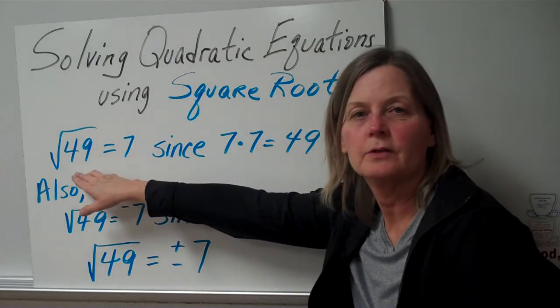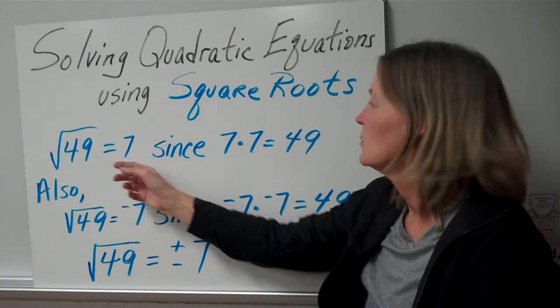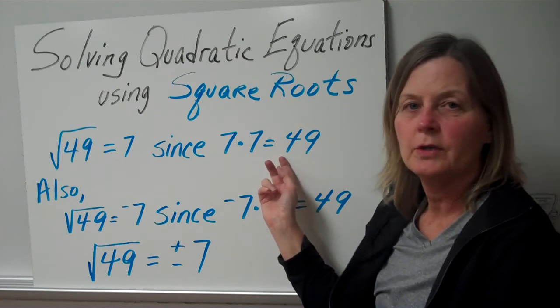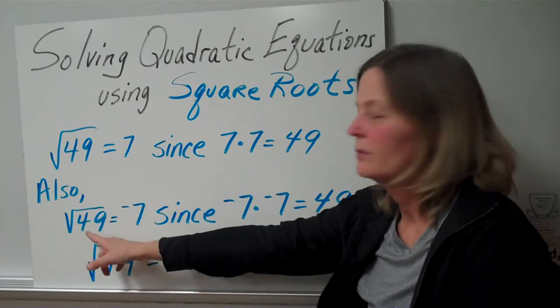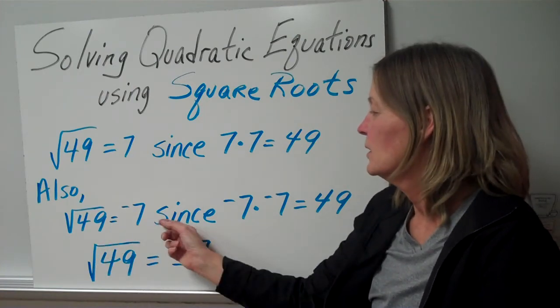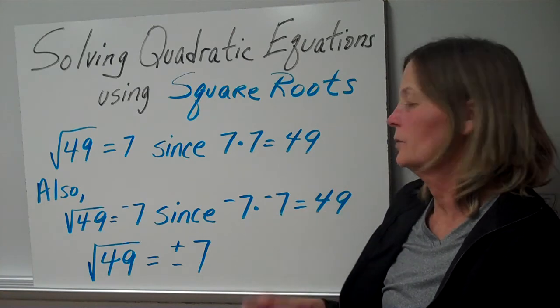First of all, you know that the square root of 49 is 7. You learned that in elementary school, and the reason is obviously because 7 times 7 is 49. What you may not realize or remember is that the square root of 49 can also be negative 7, since, following the same thinking, negative 7 times negative 7 is a positive 49.